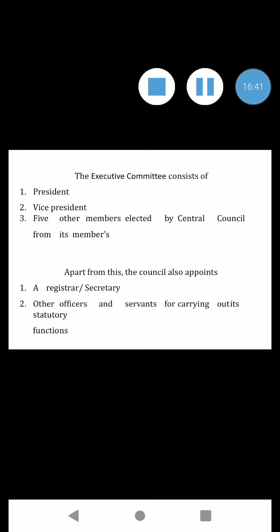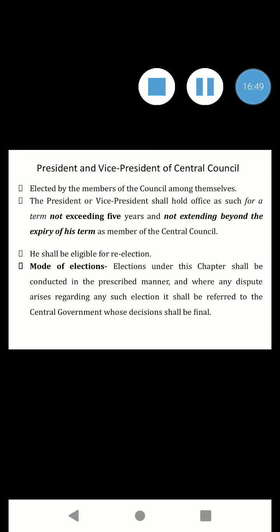The president and vice president are elected from the members of the PCI. They hold office for 5 years or until their successors take over. If a vacancy in the PCI is filled by freshly elected or nominated members, they can hold office for the remaining period of the member whose place they take.